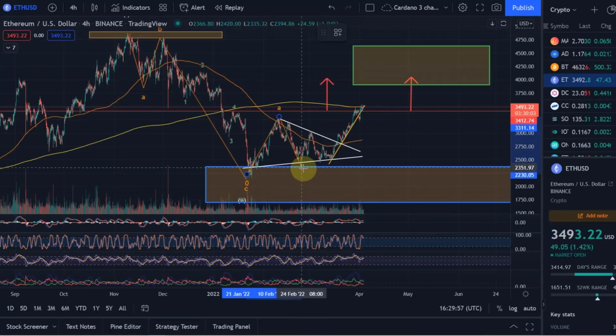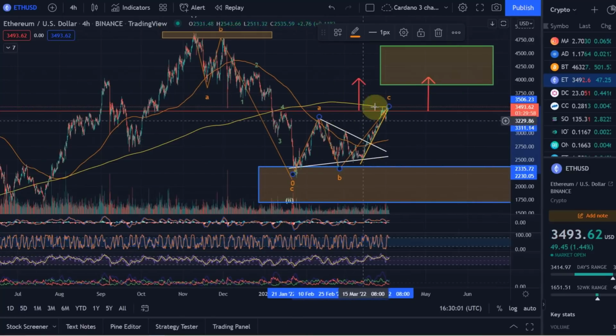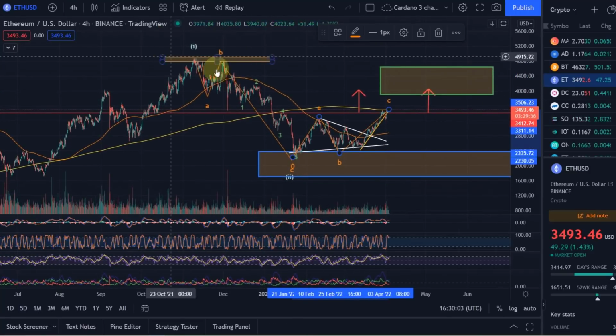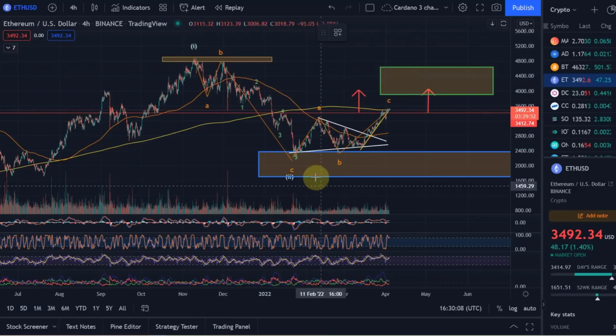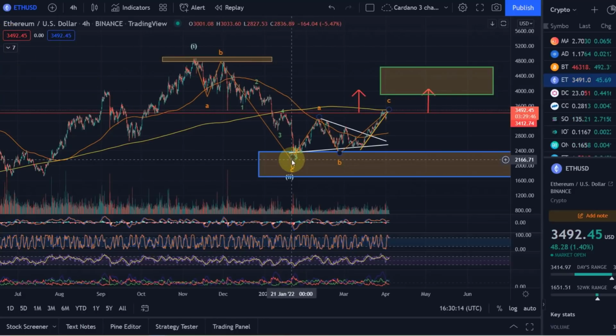So here A, B, C, still absolutely possible, absolutely valid, because if we just draw the retracements, obviously that wave C would then also be over here.